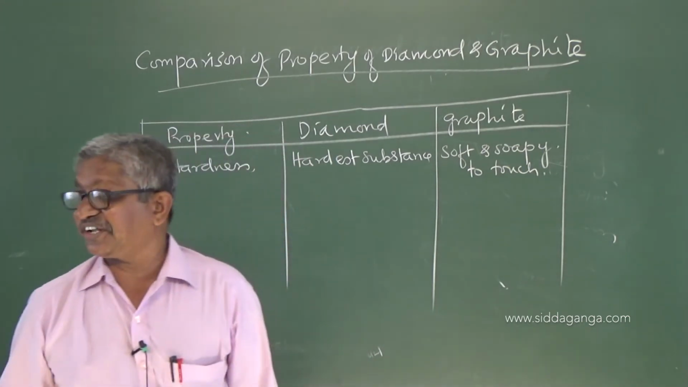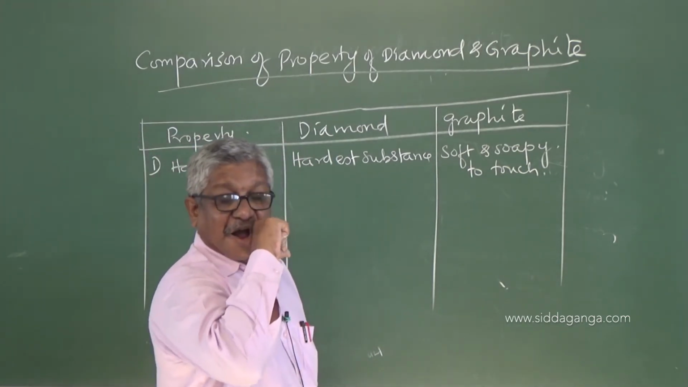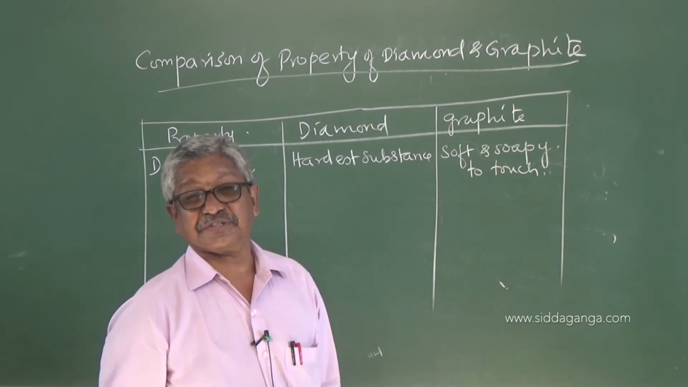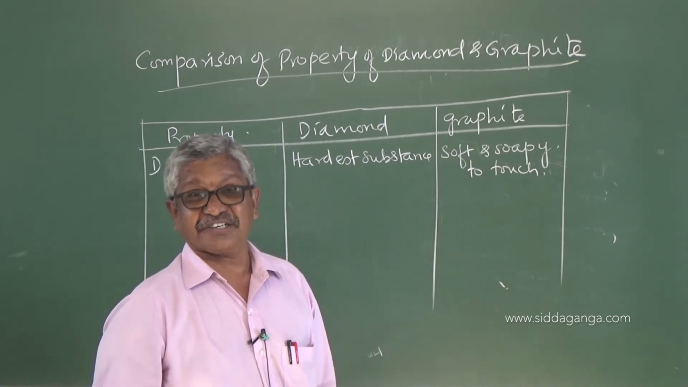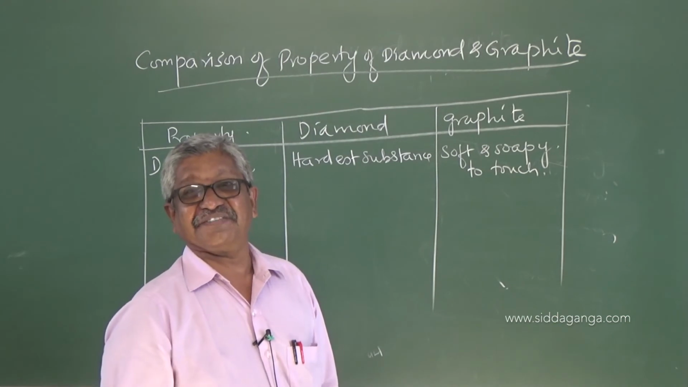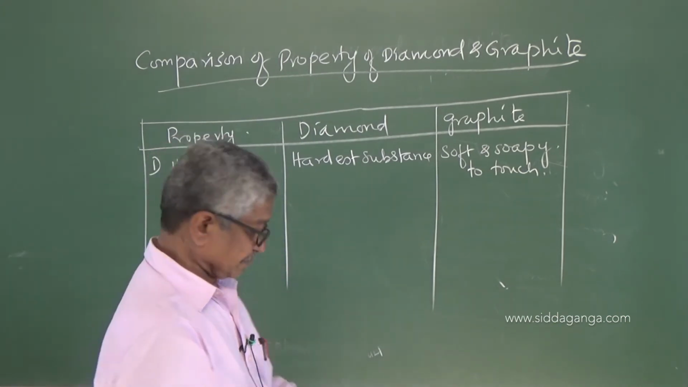If you are using it in the house, the mosquito repellents, Good Night... There the graphite rod is available as an electrode.